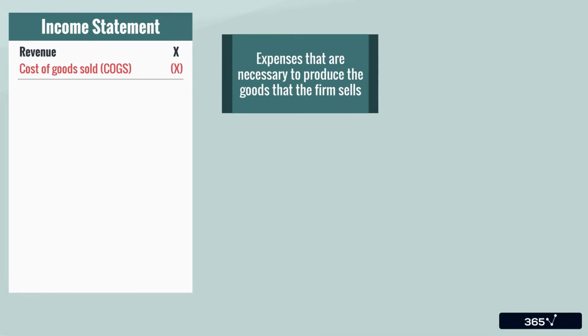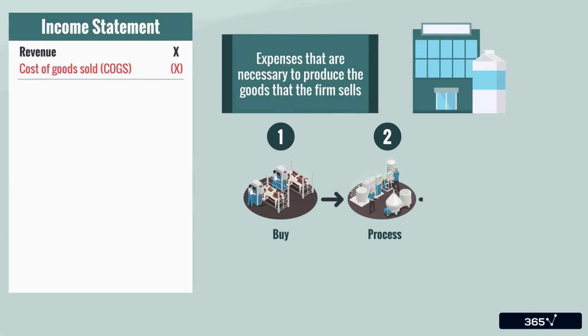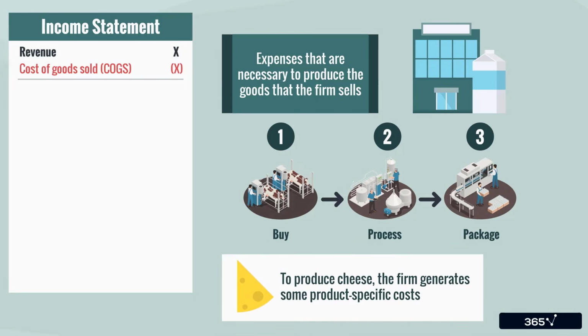Costs of goods sold are expenses that are necessary to manufacture the goods that the firm sells. For example, a dairy company needs to buy raw milk from local producers, transport, process, and then package it before it can sell it to supermarkets. Thus, to produce cheese, the firm generates some product-specific costs. Remember, expenses that directly derive from the production of finished products are recorded as cost of goods sold, or COGS.